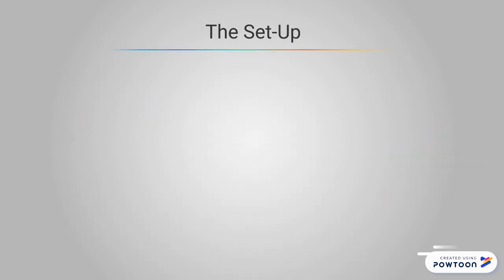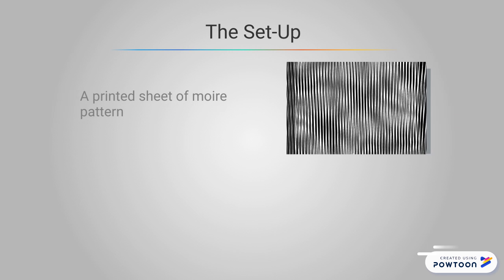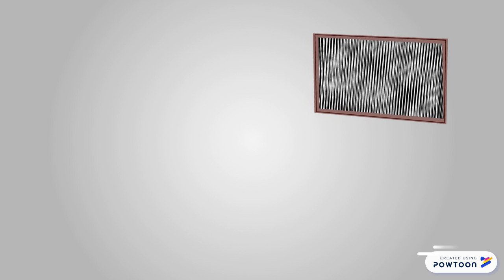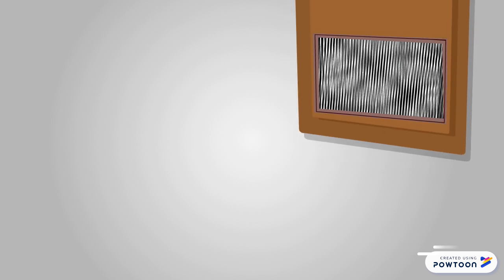In order to perform Schlieren, you will need a printed sheet of the moire pattern, a camera or webcam, and a heat source. Firstly, a moire pattern needed to be printed off. Effective patterns include narrow horizontal or vertical lines and small random black squares. The moire pattern is mounted, in our case with blue tack, to the door.